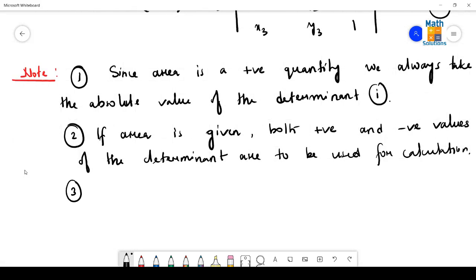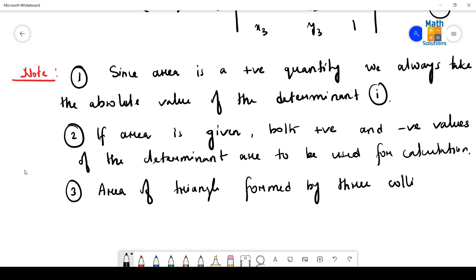Then the third point to be remembered is what? The area of triangle formed by three collinear points is always 0. So these are the things to be noted here.